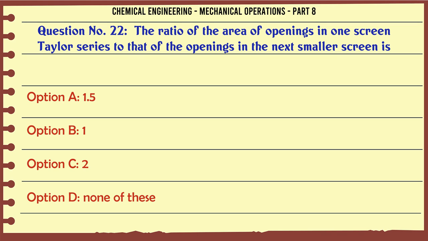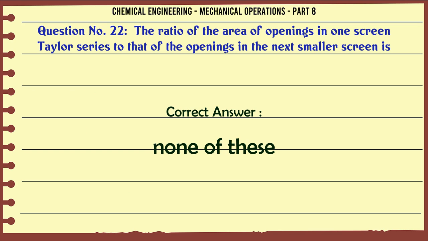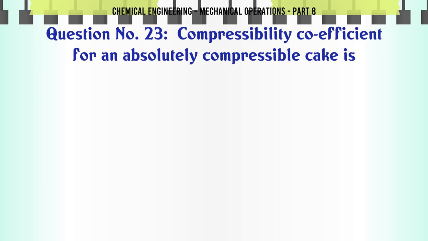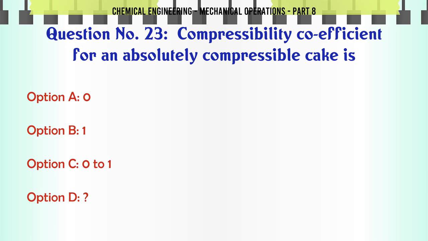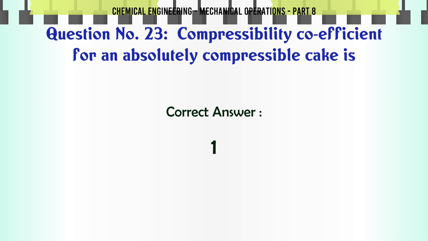2, D. None of these. The correct answer is none of these. Compressibility coefficient for an absolutely compressible cake is A. 0, B. 1, C. 0 to 1, D. The correct answer is 1.